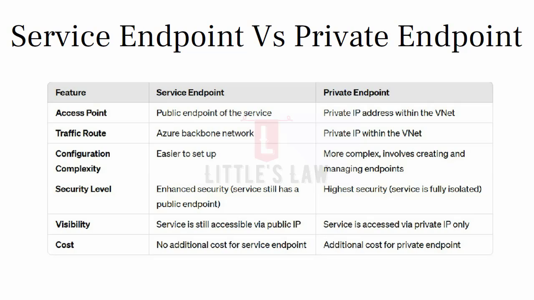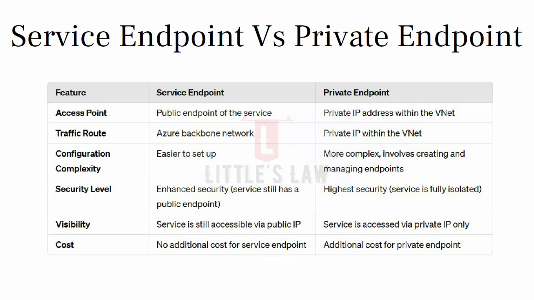And when it comes to the private endpoint, the definition is: the private endpoint brings the service into your virtual network by assigning a private IP address from your VNet to the service. So that's the difference. The service endpoint will extend your VNet's private address space to Azure services over the Azure backbone network, but the private endpoint brings the service into your virtual network by assigning a private IP address from your virtual network to the service. So that's the basic difference.